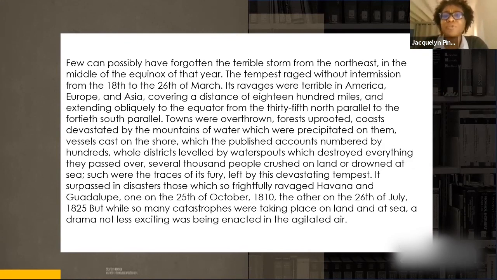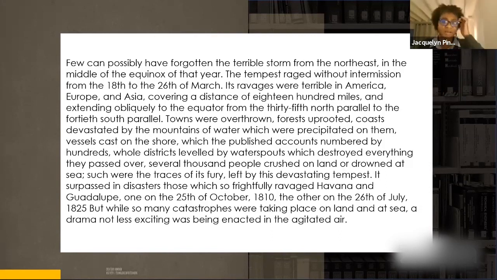Several thousand people crushed on land or drowned at sea. Such were the traces of its fury, left by this devastating tempest. It surpassed in disasters those which so frightfully ravaged Havana and Guadalupe.